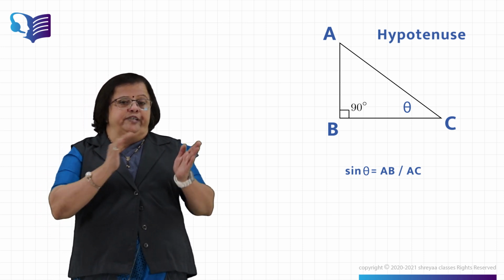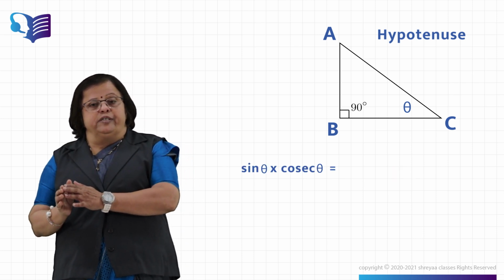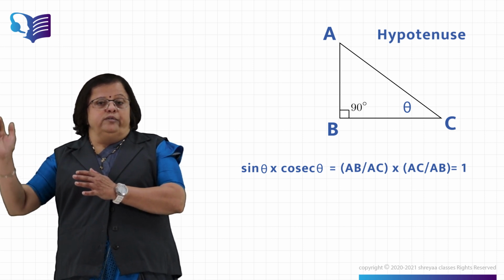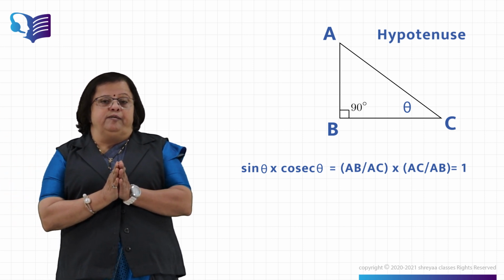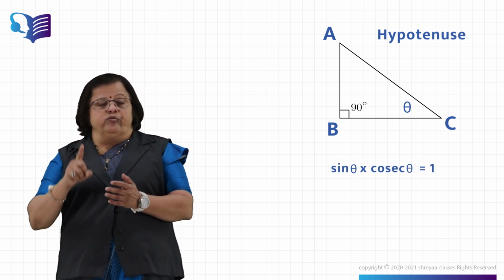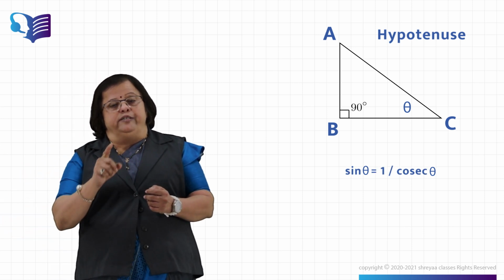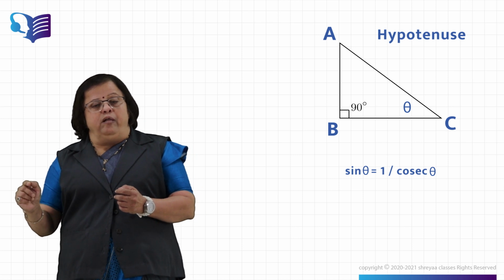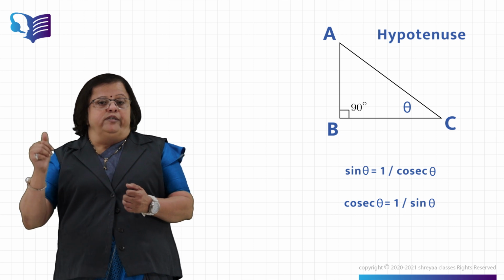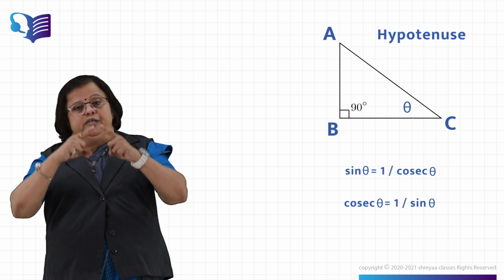Now if we multiply sin theta and cosec theta, sin theta multiplied by cosec theta is equal to AB upon AC into AC upon AB. What is the answer? Yes, correct. It is 1. So sin theta into cosec theta is equal to 1. Therefore, we write sin theta is equal to 1 upon cosec theta, or cosec theta is equal to 1 upon sin theta. Very simple. Sin theta and cosec theta are opposite of each other.